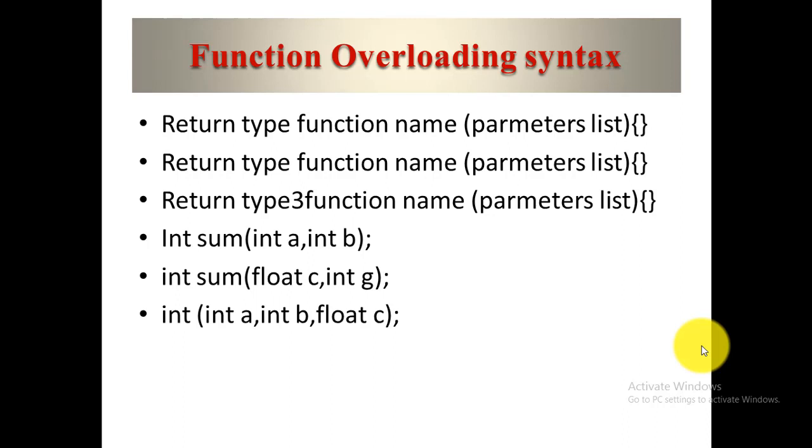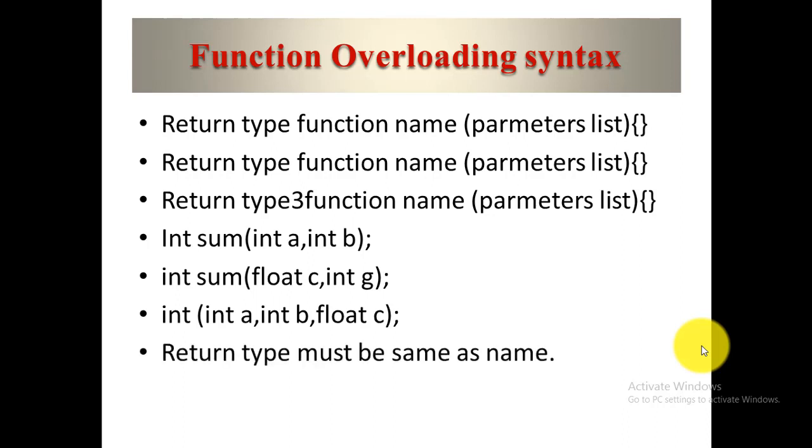After that, the third function is int sum, and here there are three parameters: int a, int b and float c. Here two parameters are of integer type while the third one is of float type. So we differentiate on the basis of the parameter list. When we call the function, we give the arguments. According to the arguments that match the parameter list of the function, we call that specific function. That's why it's called function overloading.